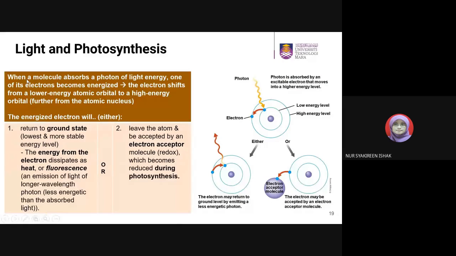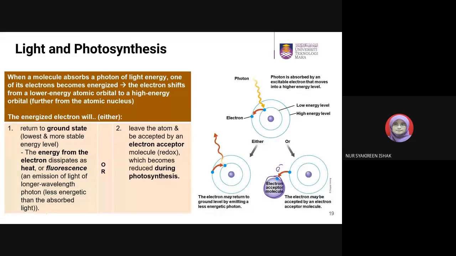So kalau kita ada atom kat sini kan, so atom awak tahu dia ada electrons. Okay, so bila atom tu dia absorb energy, which is light energy, which is photon, it causes the electrons of the atoms to be excited. And then the electron can be released from the atoms and causes the atoms to be ionized, and the electrons will be received by another molecule. We call it as electron acceptor molecule.